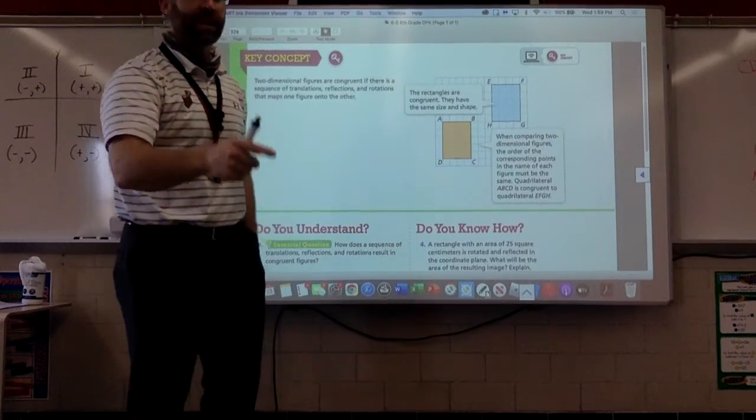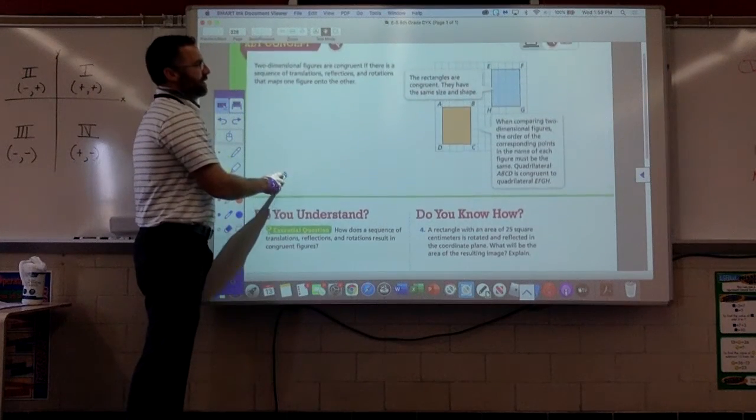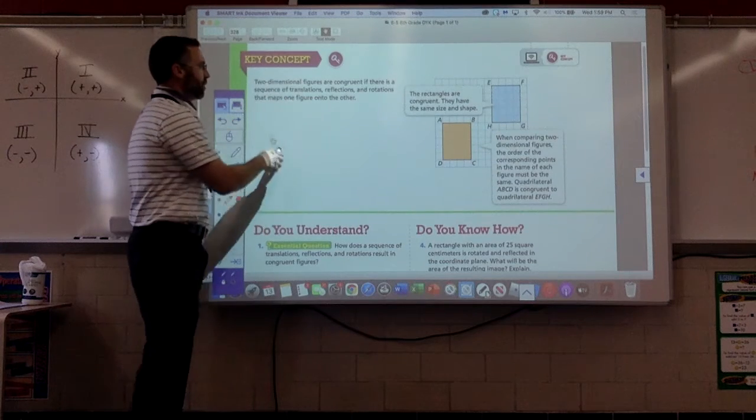Okay, page 328, key concept, 6-5. Did you know? Key concept. Here we go. Two-dimensional figures.